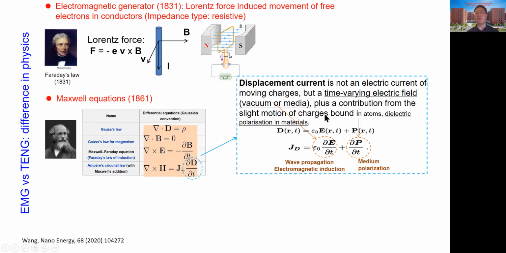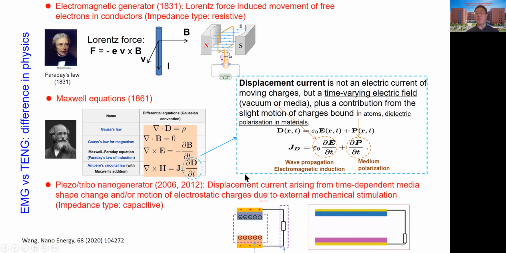According to Maxwell, displacement current is not an electric current of a moving medium, but a time variation of the electric field. That means it's not an electric current of moving charges, but a time-varying electric field plus a contribution from the slight motion of a charge bound to the atoms.